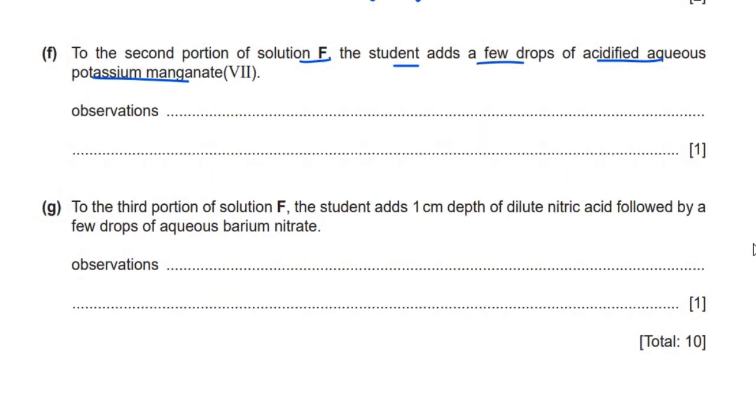So here again, for acidified potassium manganate, what do we have to write? The pink color changes to colorless, or you can also write the pink color decolorizes. Anything you can write: changes to colorless.